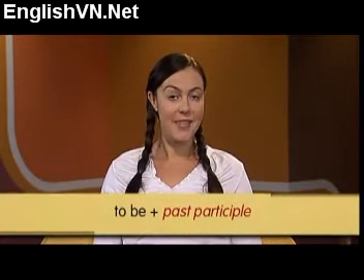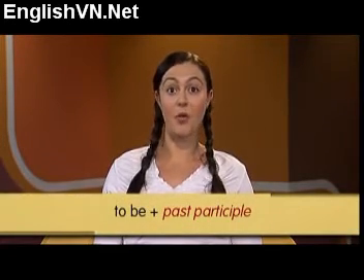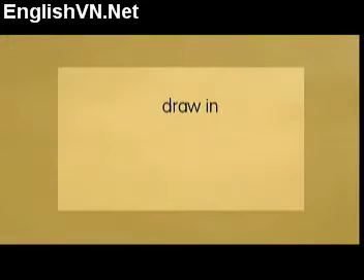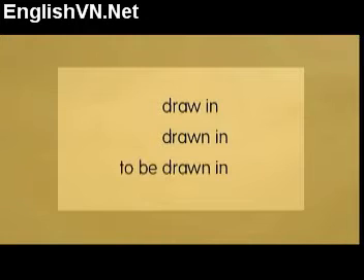Let's look a bit more closely at how the passive is formed. Passive verbs are formed by using the verb to be plus the past participle of the verb. Let's look at the verb draw in, to bring something in. The past participle is drawn. This is an irregular past participle. So the passive form is to be drawn in. The different forms of the passive vary according to the action and when the action happened.